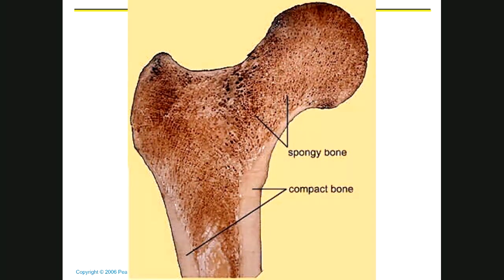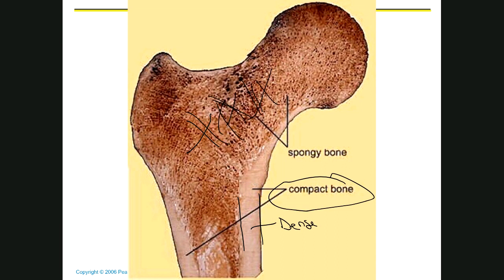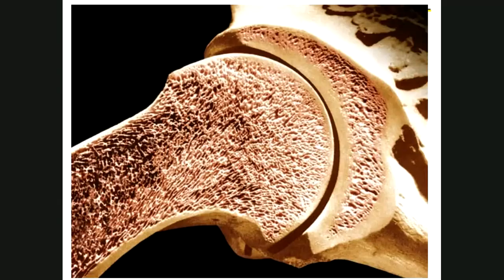So look, this is a bone that's been cut in half. And it's easy to see that this bone right here is very dense. There are no spaces in it. It's dense, compact or dense bone. But look over here. There's thousands and thousands of little tiny holes, little spaces. And that is spongy bone. If you look here, it's easy to see dense bone versus spongy bone.